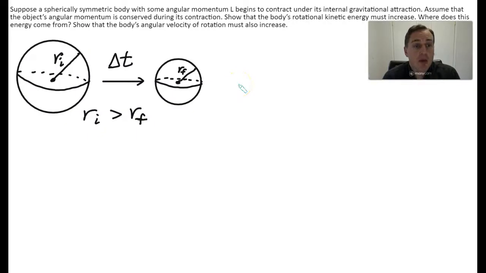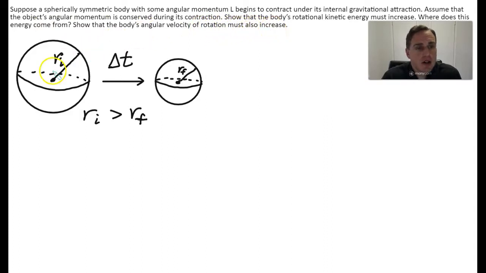So here we have a problem where there is a spherically symmetric body with some angular momentum L that begins to contract under internal gravitational attraction. Assume that the object's angular momentum is conserved during its contraction. Show that the body's rotational kinetic energy must increase. Where does this energy come from? Show that the body's angular velocity of rotation must also increase.